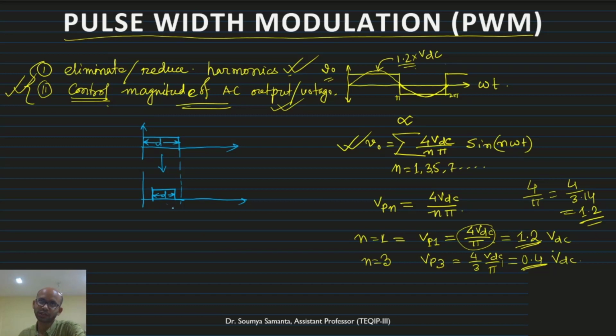Now we can adjust this width in such a way that particular harmonics can also be eliminated. We can completely eliminate particular harmonics in this, or overall we can reduce the harmonics. So this is called pulse width modulation, by which we control the pulse.